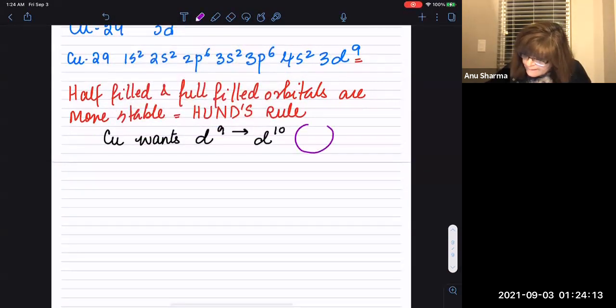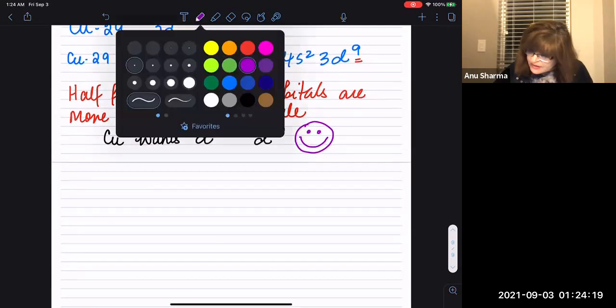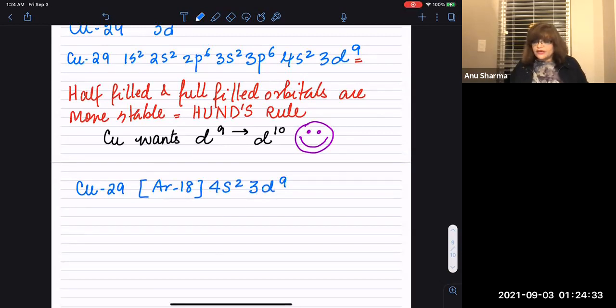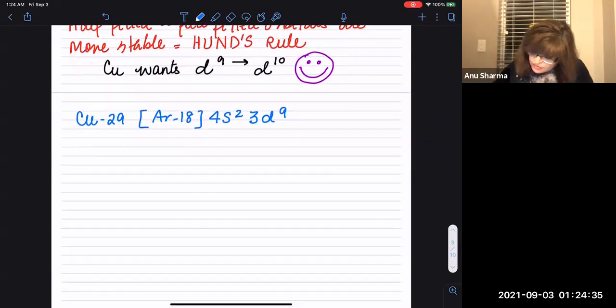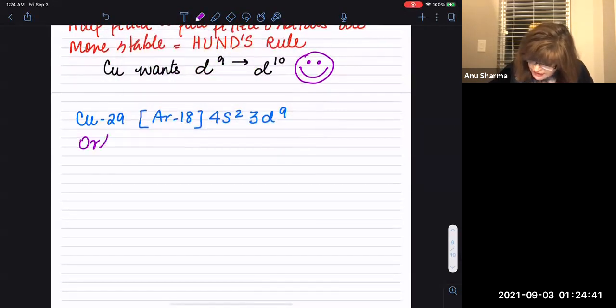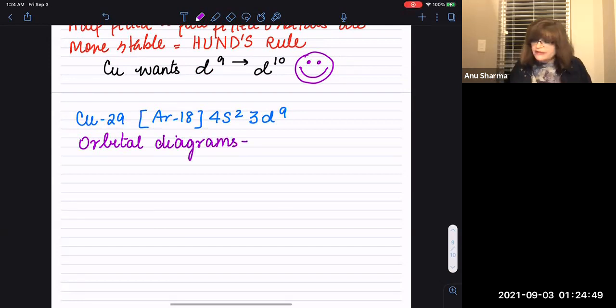Okay. If it gets that, and this is going to happen. So copper 29 is argon 18, and you have 4s2 and 3d9. So in normal conditions, this is the scenario, but what happens is, let's draw the orbital diagrams to show this. Orbital diagrams for 4s2 and 3d9.